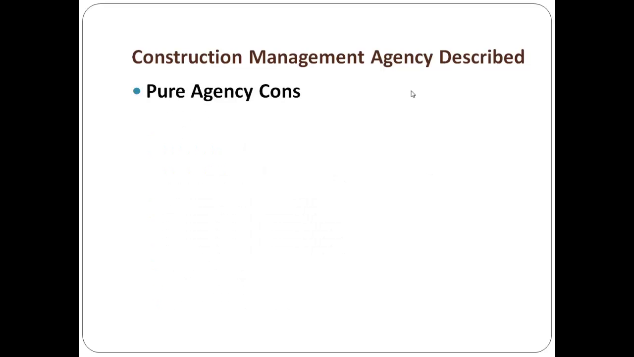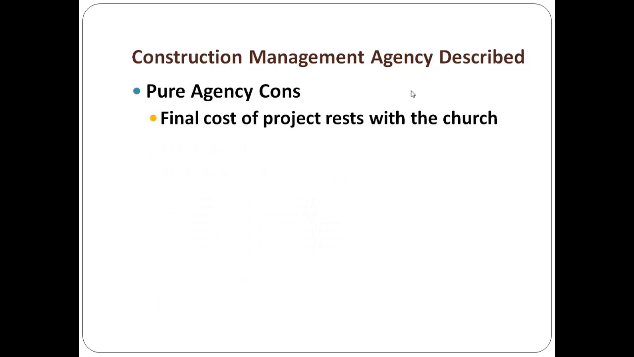Now, there are some negatives here. The final cost of the project rests with the church. So if it came back that it was supposed to cost $1 million and it cost $1,030,000, the church has to pay the additional $30,000. No guaranteed maximum price. You're taking the risk as the church under pure agency construction management.